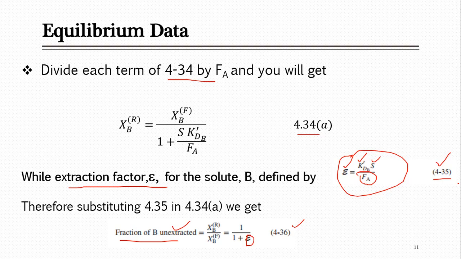So out of those, we said that B gets distributed between these two, and we applied mass balance on this B in terms of mass fractions, mass ratios X capital, and at the end of the day we have reached this final equation. If we are looking for the fraction of B unextracted, that is simply 1 over 1 plus epsilon, or if you want to calculate the fraction of B extracted, this will be epsilon over 1 plus epsilon.